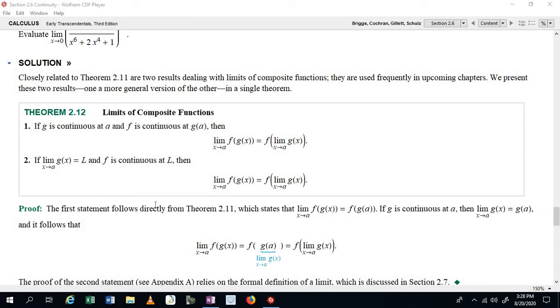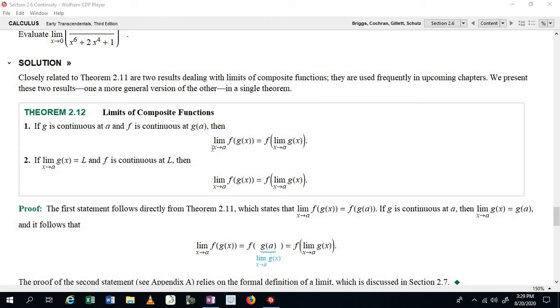Hello again. In this video, we're going to go over section 2.6, part 4, which is on continuity. Specifically, we're going to look at Theorem 212, which has two parts to it. The first part says if g is continuous at a and f is continuous at g of a, then the limit of f composed with g of x as x approaches a is simply the same as f evaluated at the limit of g of x as x approaches a.